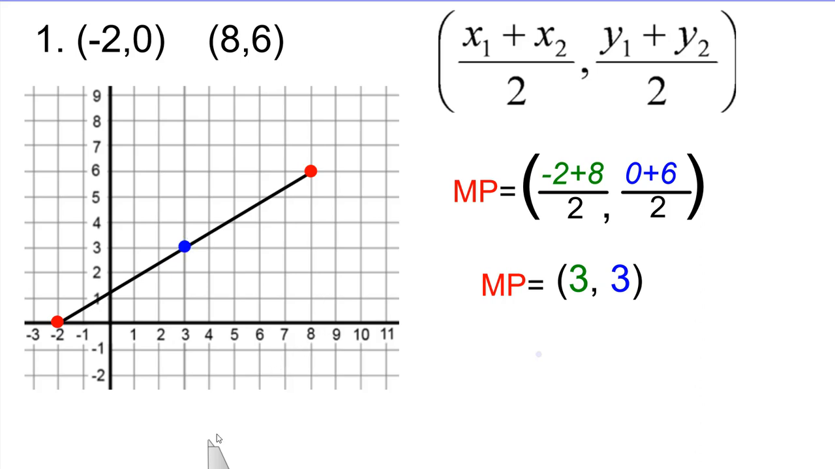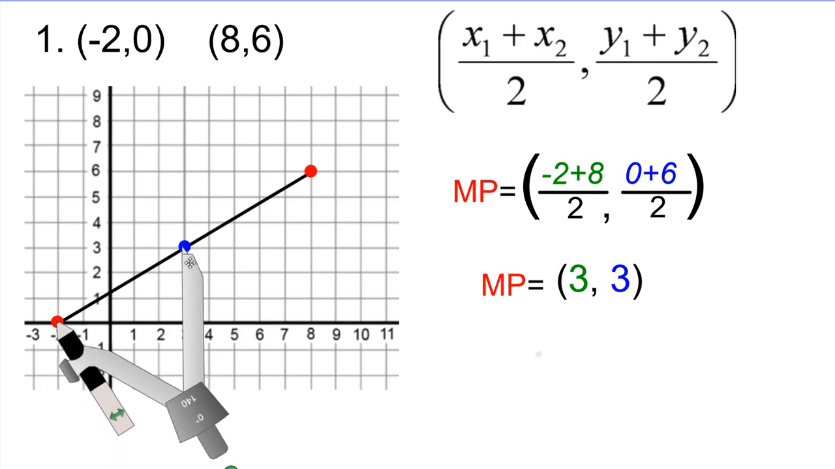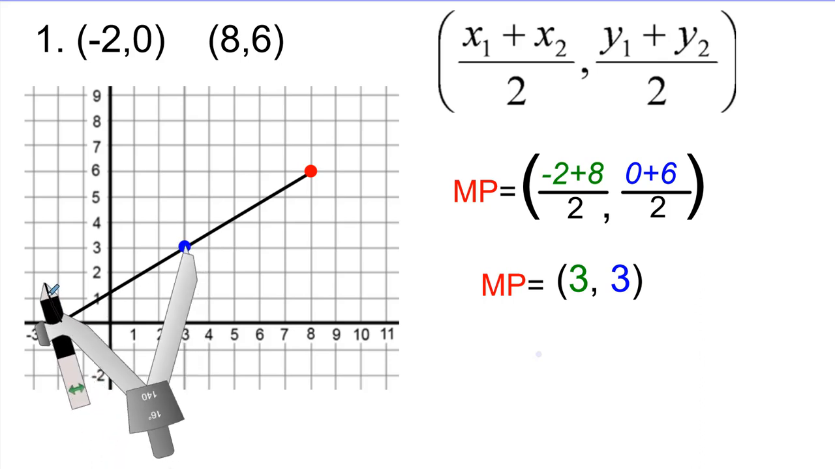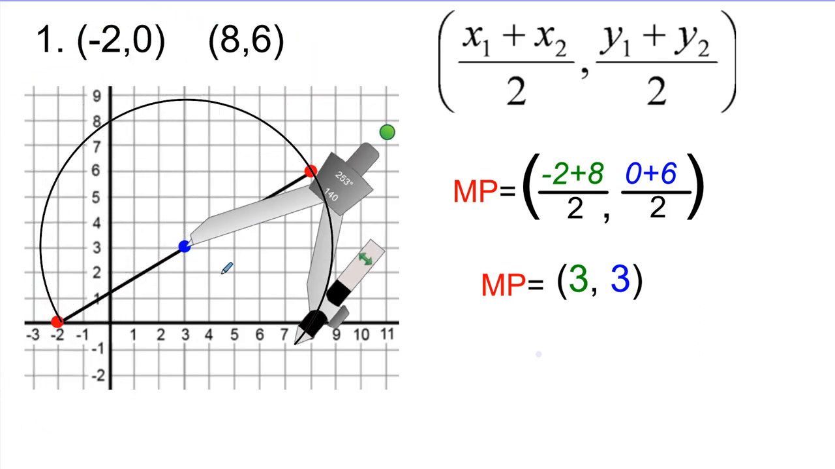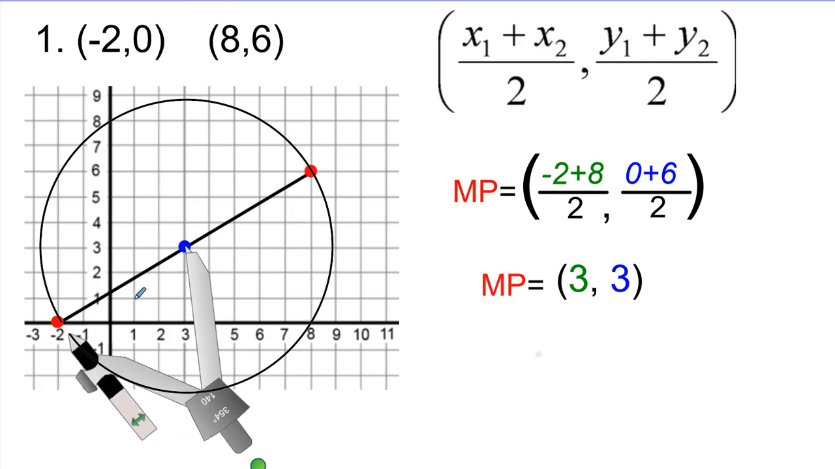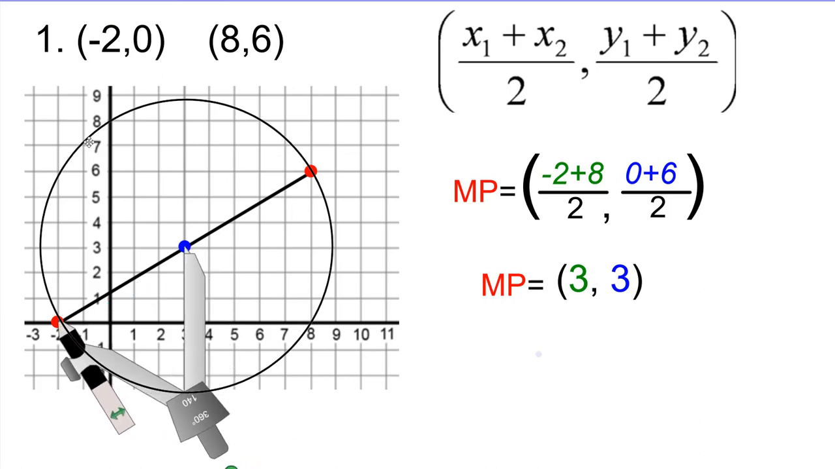Now, one of the things that we did at the beginning of the year is we would take our compass, and once we knew the center and the radius, we could draw the circle, because the set of all points that are equidistant from the center gives us the circle, right? So it's kind of cool that when we have our compass, we can actually use it to check our work to make sure we found the actual center.